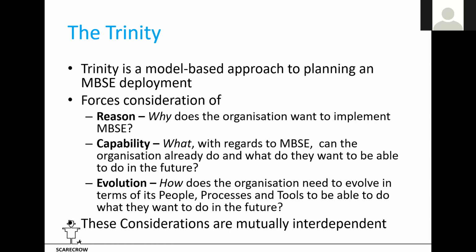The second of the three things in the Trinity, and there's no particular order in this, is what. Okay, what's our capability? What's our existing capability, and also what do we want it to do? Basic, good best practice gap analysis. Where are we now? Where do we want to be in the future? In this case, with regards to our capability, what's the ability that we have as an organization, and where do we want to be in the future?